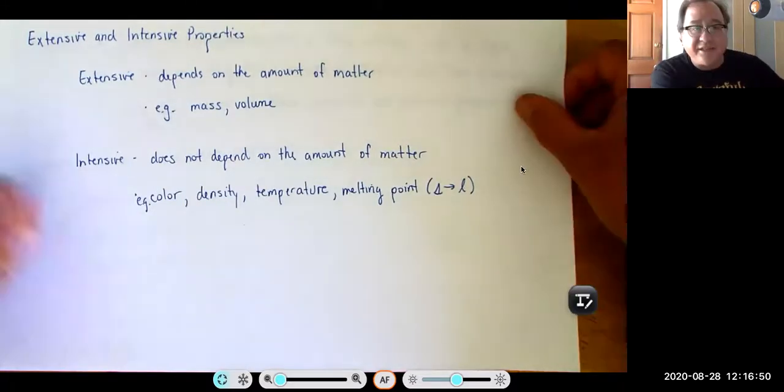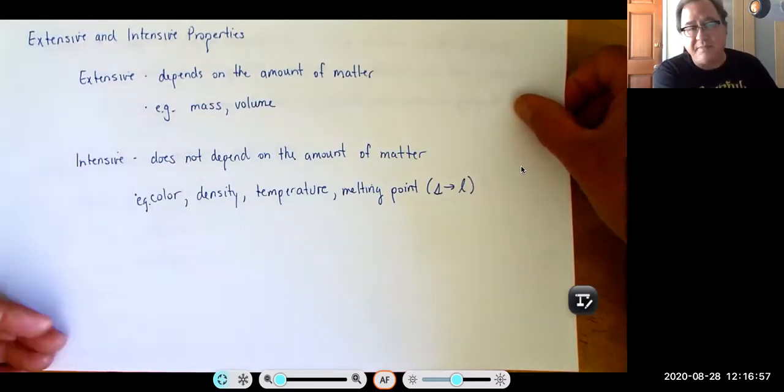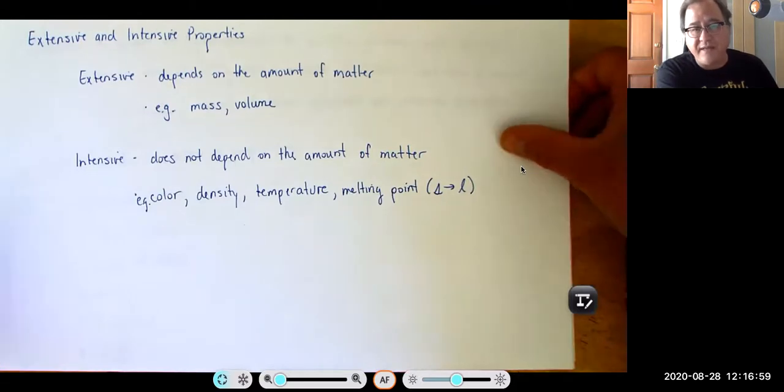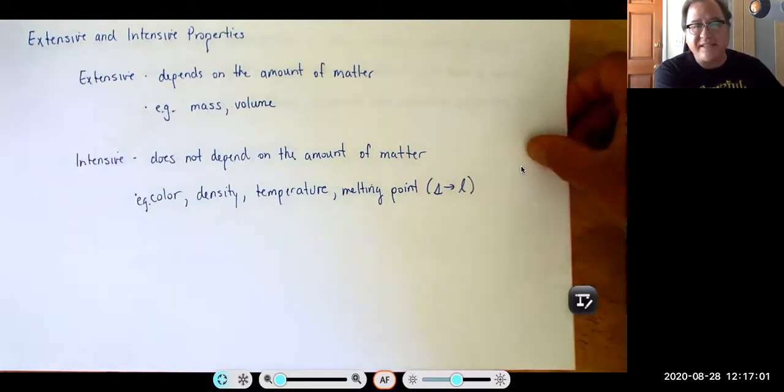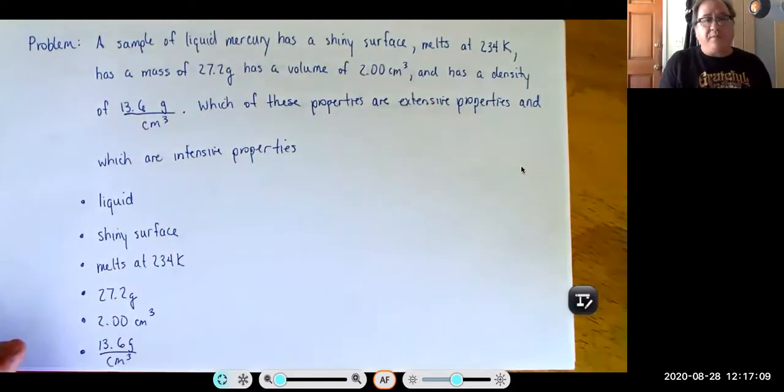So extensive depends on the extent of the matter you have. Intensive is an inside property that doesn't depend on the amount of matter you have. That's kind of the way I remember them. Extensive, extent of the amount. Intensive, it's an inside thing. Okay. All right, so here's a problem.